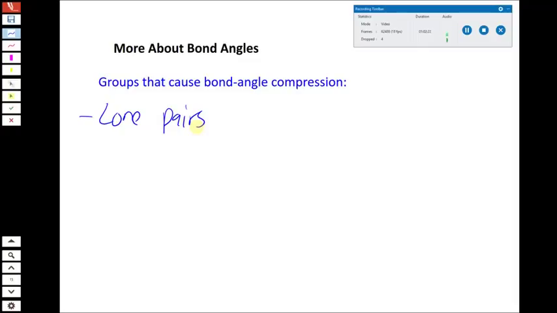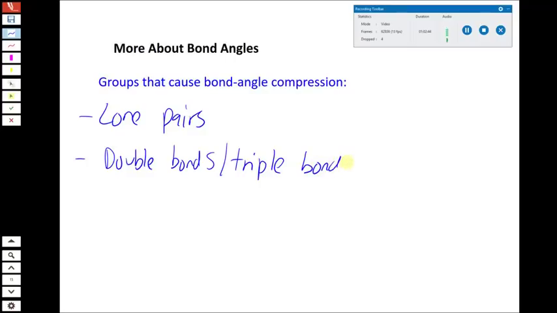If you have lone pairs on the central atom, they cause compression of the other bond angles around that. And also, even though with double and triple bonds we still count them as one electron group, we don't count that as a separate electron group, those do have more electrons in them, so they repel a little bit more strongly than single bonds do. So if you have double or triple bonds in your structure, they're going to have a subtle effect on bond angles as well. Again, not a very large effect, even a smaller effect than lone pairs in most cases, but double and triple bonds do this also.